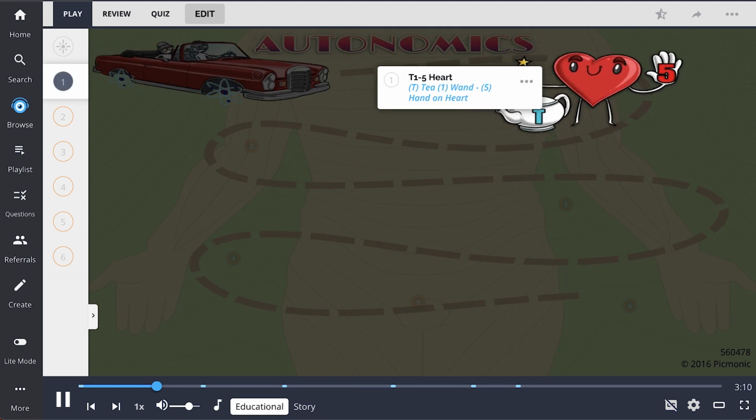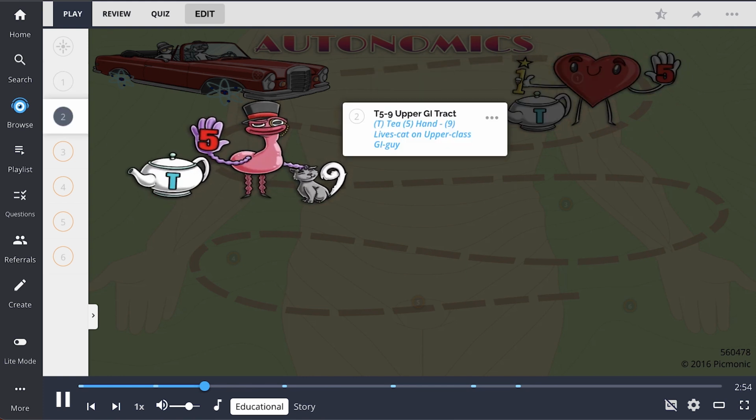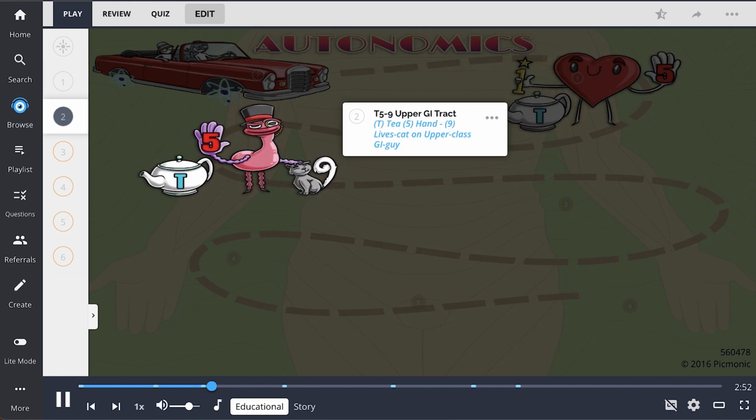Spinal segments T1 to T5 provide the autonomic sympathetic innervation of the heart. Therefore, visceral somatic and somatovisceral reflexes occur in this region, depicted by the heart with the T, 1 wand, and 5 hand. Spinal segments T5 to T9 provide sympathetic innervation to the upper gastrointestinal tract, or UGI, and visceral somatic and somatovisceral reflexes also occur in this region, shown as the upper class GI guy with a teapot, 5 hand, and fancy 9 lives cat.